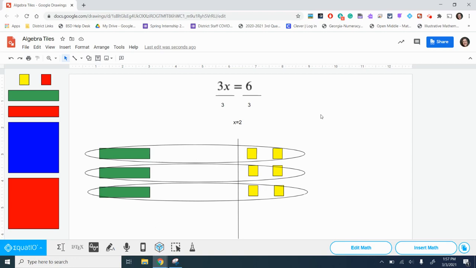Now, how could we check this? Well, we could substitute 2 for x. So 3 groups of x is equal to 6. 3 groups of 2, or 3 times 2, is also equal to 6.